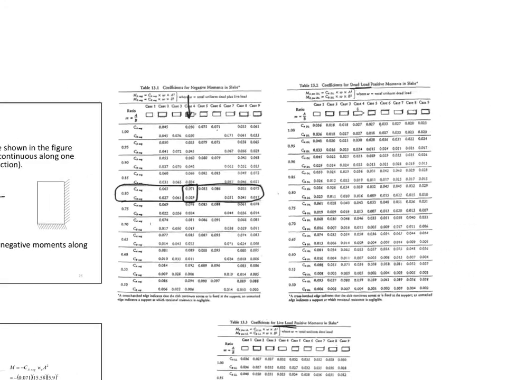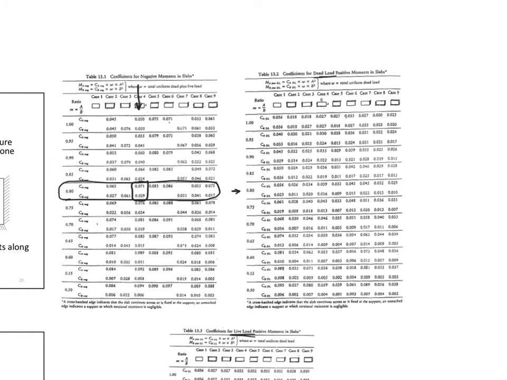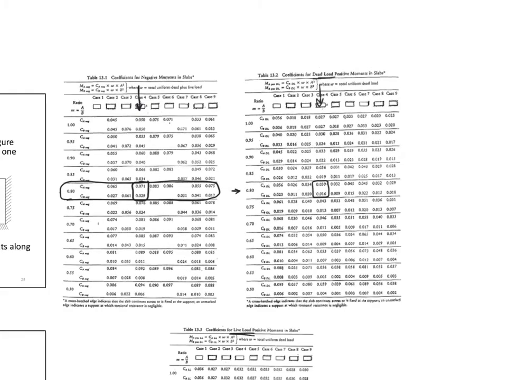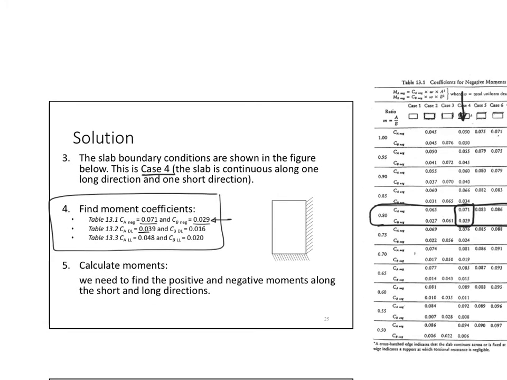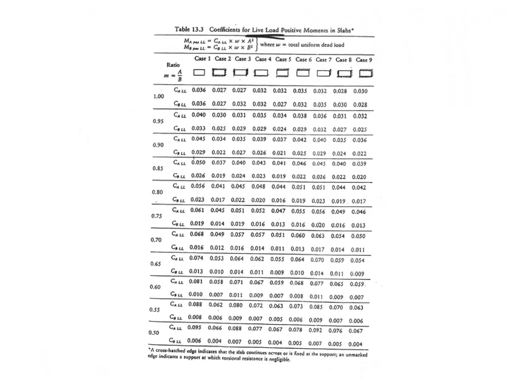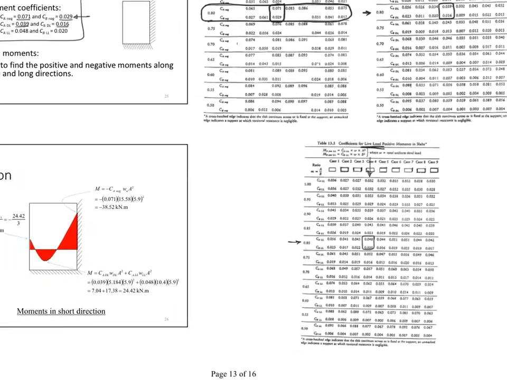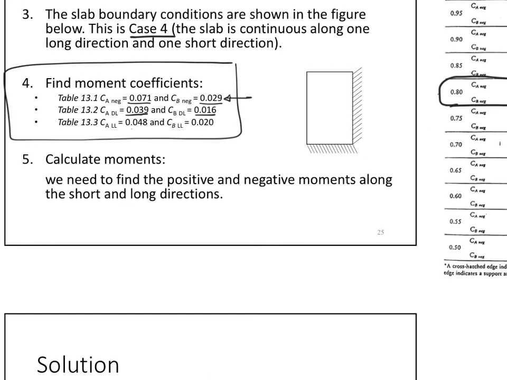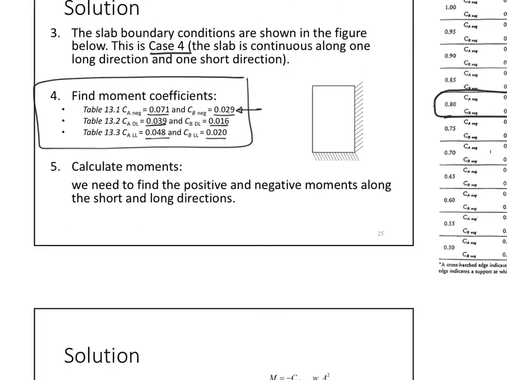Now for the positive, I'm pulling out the same exact row. So I go down here and under this column, so I pick up those two numbers, 0.039 and 0.016. And then similarly, I go to the third one down here. I'm going to the row where m equals 0.8. And for case 4, so I pick up those two numbers, 0.048 and 0.020. So those are the two last numbers I pulled out. At this point, I'm done with the tables. I'm just going to use these numbers to start my calculations.